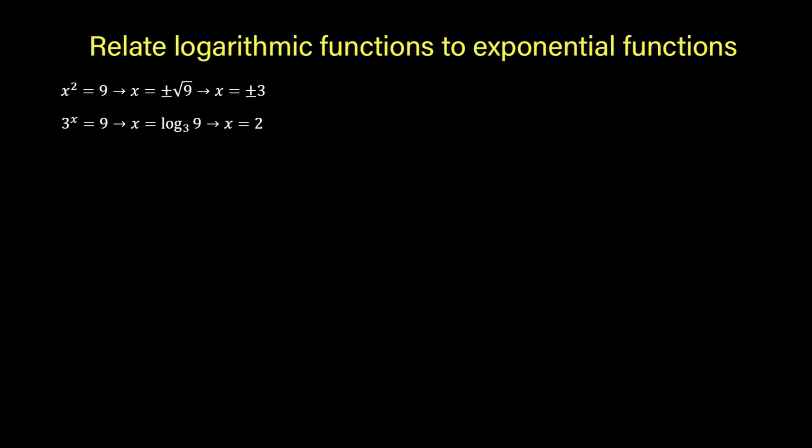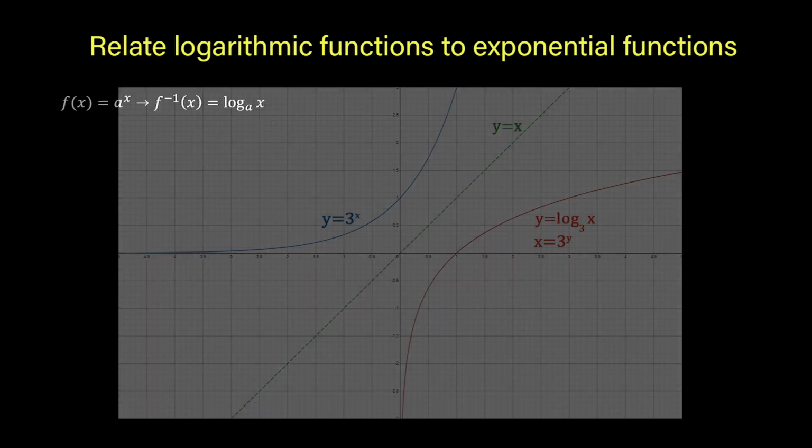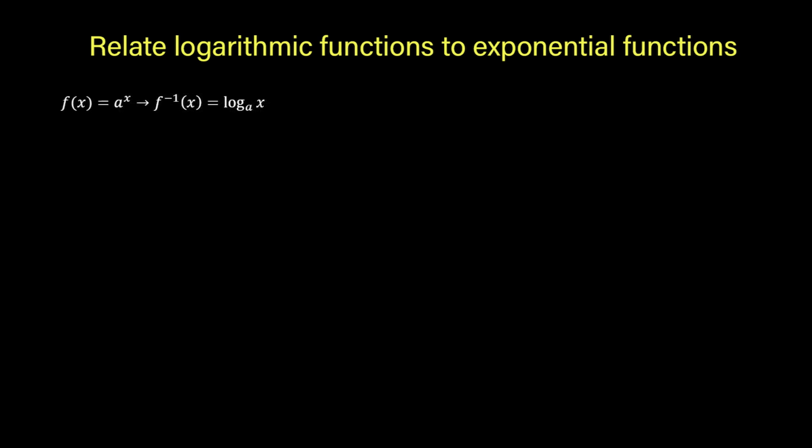Now let's look at the graphs of the two functions, y equals 3 to the power x, and y equals log of x to the base 3. Since y equals log of x to the base 3, x equals 3 to the power y. So the function y equals log of x is an inverse of the exponential function y equals 3 to the power x. The inverse of the exponential function y equals a to the power x is the logarithmic function y equals log of x to the base a.